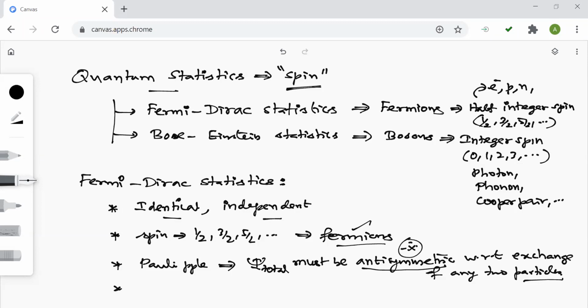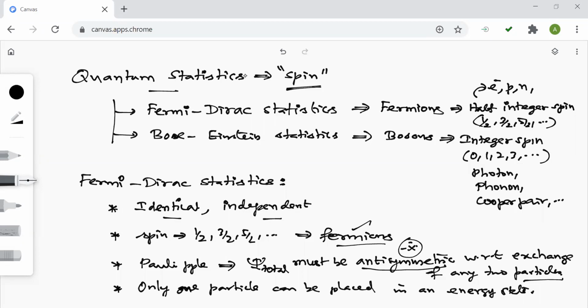Then the next important point, which is very, very important: in each state, we can place only one particle. I repeat once again, here particle means fermion. Only one particle can be placed in an energy level or state. Keep this in mind: you cannot place more than one particle in an energy state.